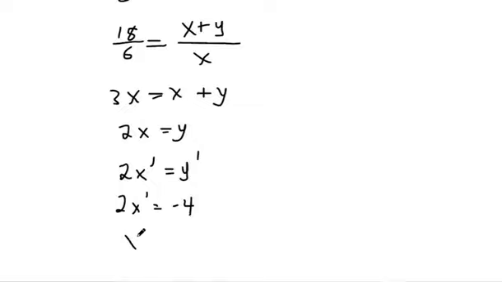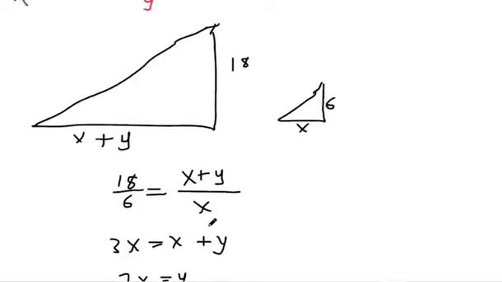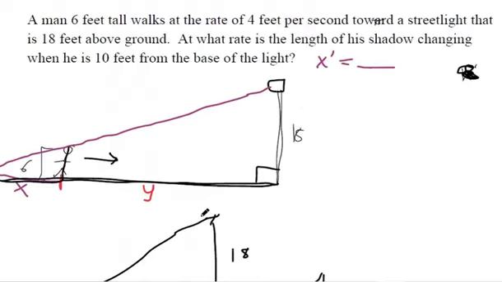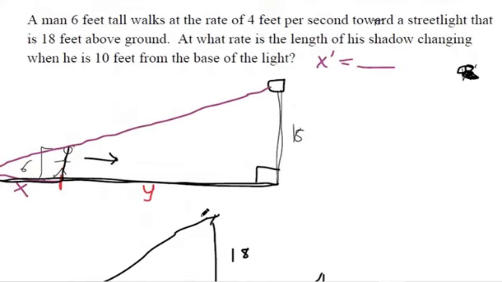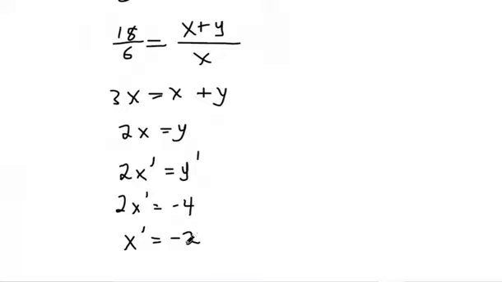So I can divide 2 from both sides, so I get x prime equals negative 2. That means the shadow is decreasing at, what were our units up here? 2 feet per second. Okay, as this person's walking towards here. And that should make sense because as you get closer and closer to a light source, your shadow is getting smaller and smaller. So we got the right sign on our number.